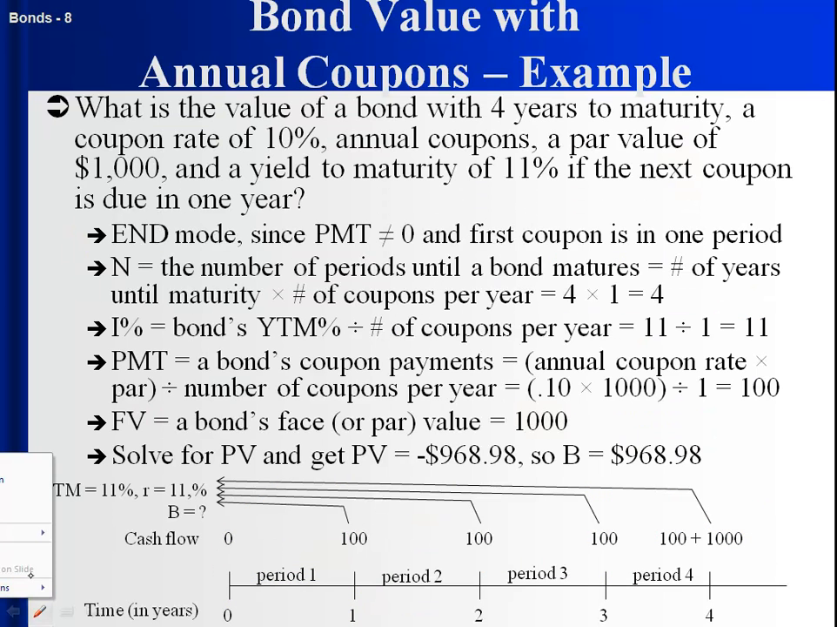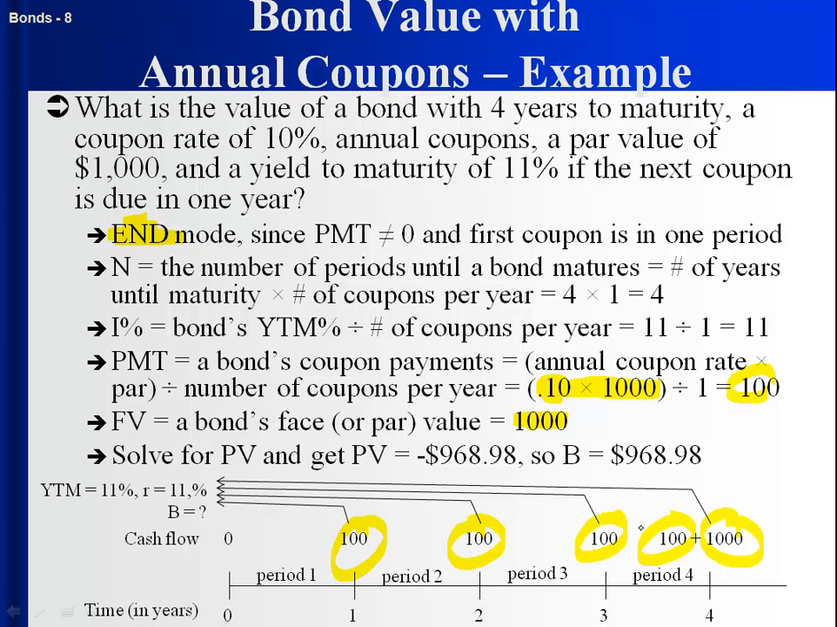You can let the calculator do all the work for you. Again, end mode telling it the next coupon's in one period. FV of 1,000. What are those payments? It's equal to just 10% of 1,000, and there's only one of them per year, so you set payment equal to 100. There's 4 payments, plus it matures in 4 periods, so N is equal to 4. I% is 11, that's the discount rate, and solve, and you get negative 968.98, so the value of the bond's 968.98.